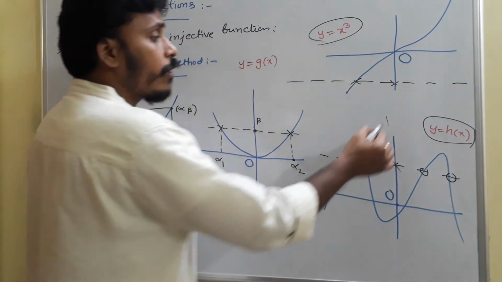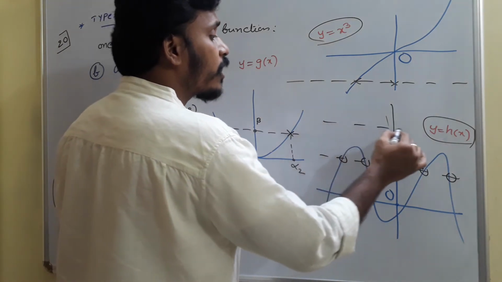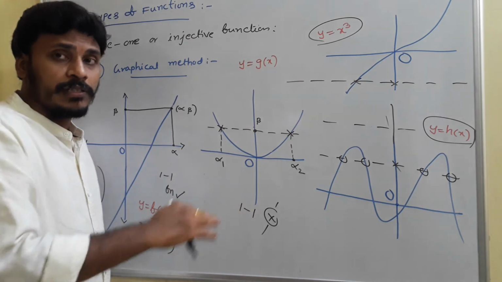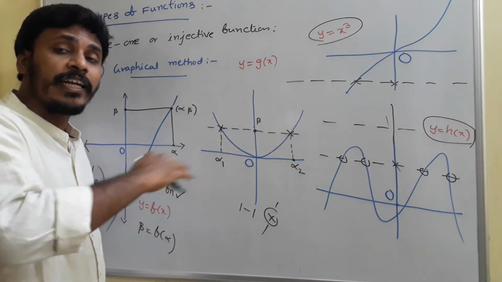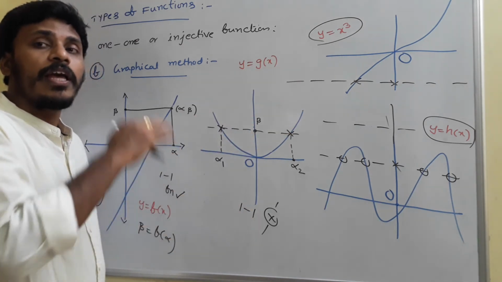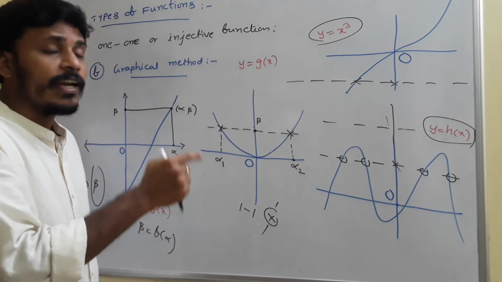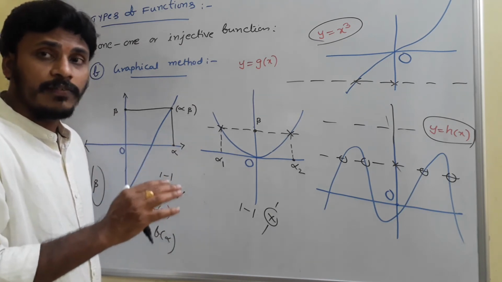Suppose you draw a horizontal line here, it is not even touching the graph, right? So you need to check at different points. That means you need to draw horizontal lines at different points. In all the cases, if you pass, then you say it is 1-1. If you fail in any one case, you don't call it a 1-1 function.